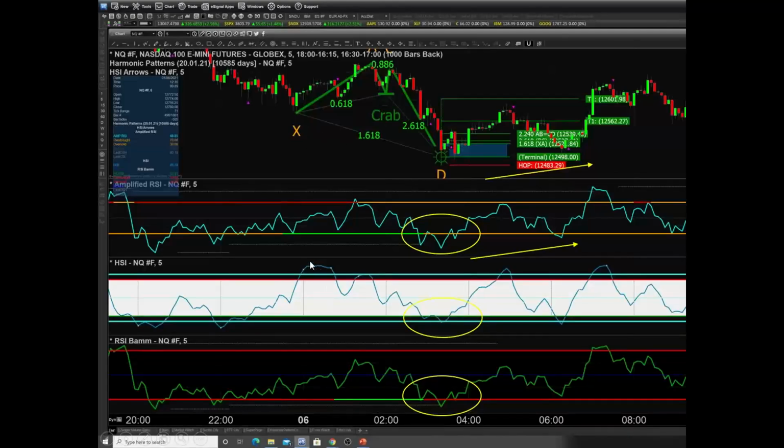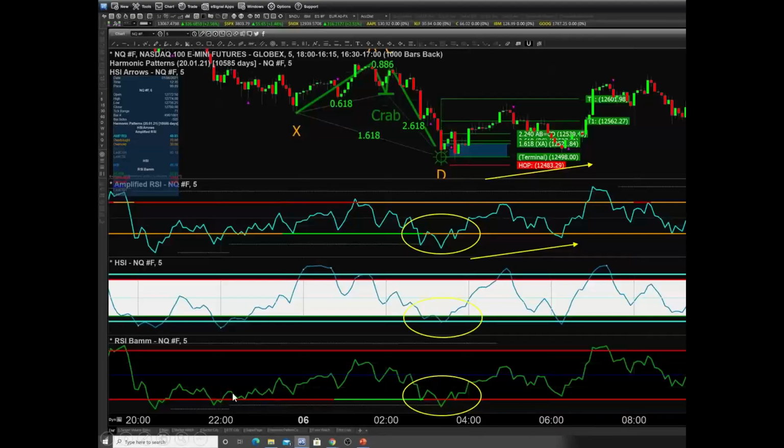Now I've got amplified and I've got standard RSI. Let's start with just the standard RSI and how that lines it up, because here is a couple of W formations. There's one, there's a second one. How do I know which one to use? Let the software set it up for you.